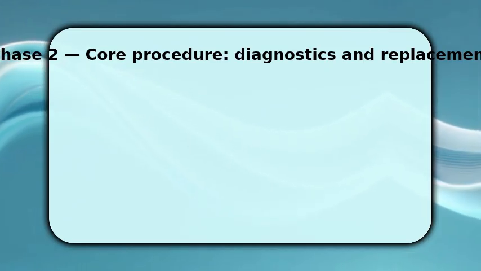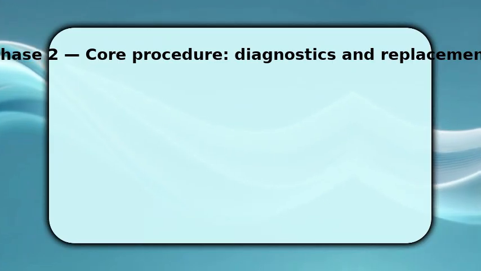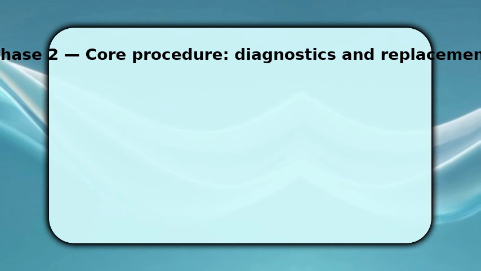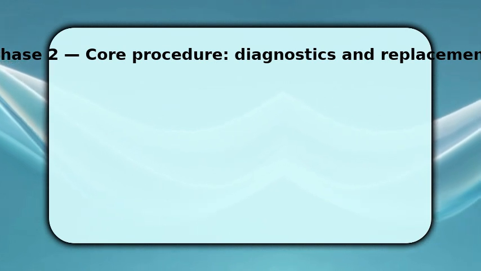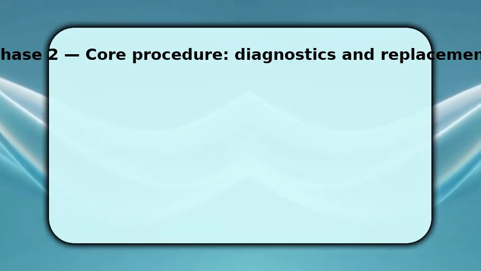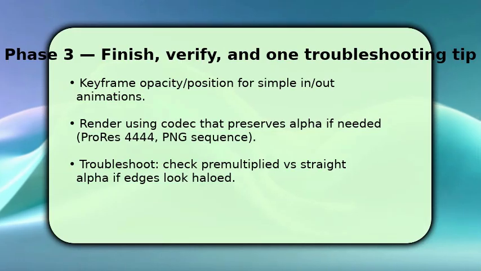Add a soft drop shadow or 1-2px stroke to improve contrast against busy backgrounds. If needed, apply a slight Gaussian blur to the background layer under the name to increase legibility without changing the shot. Finish by animating and exporting correctly so the transparent name behaves in the final edit.